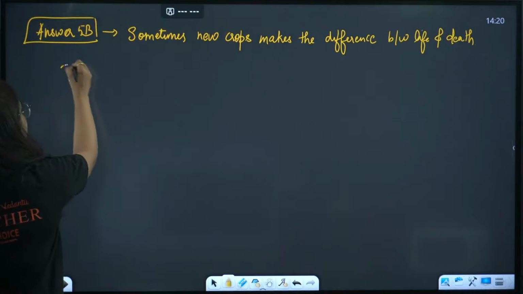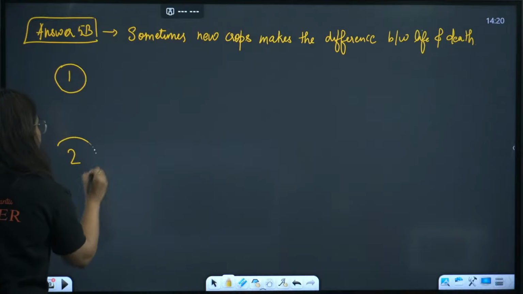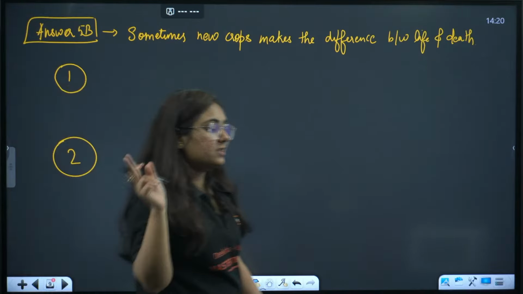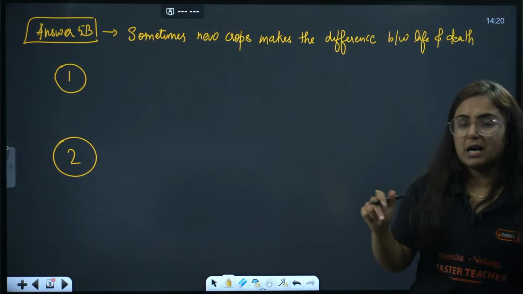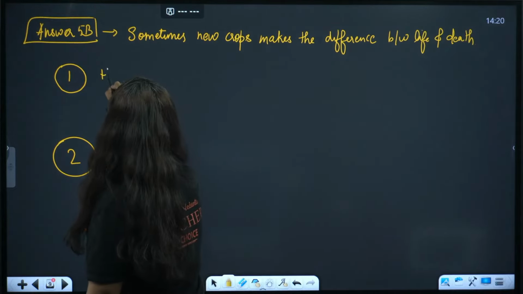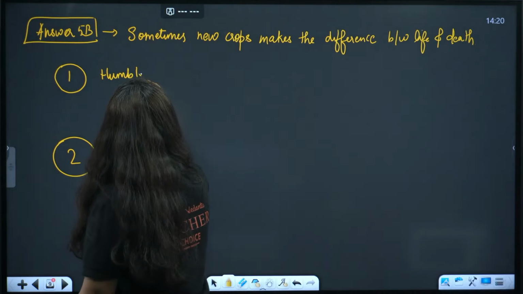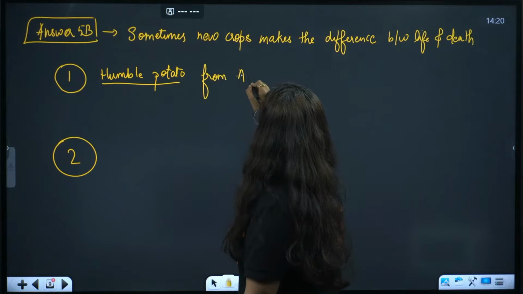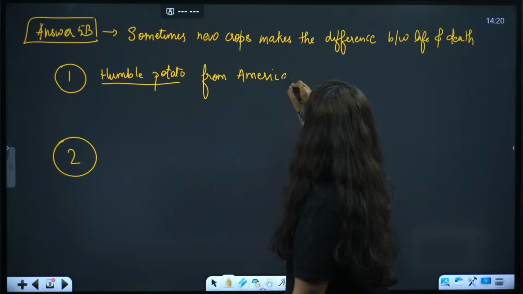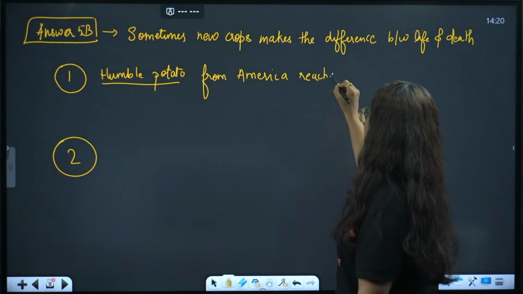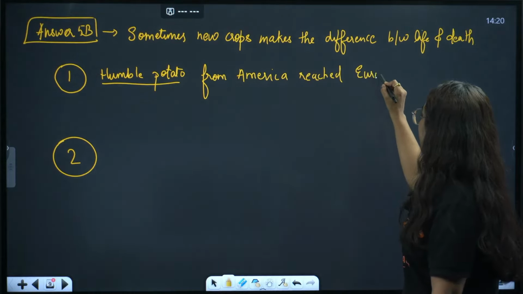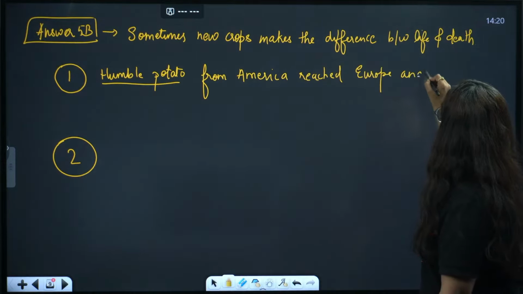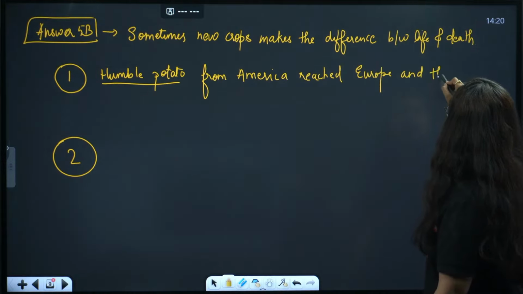How? First point. We will write 2 points because the question stands for how many marks? 2 marks. So the humble potato, from where? The humble potato from America reached Europe. Reached Europe. And the people of Ireland.